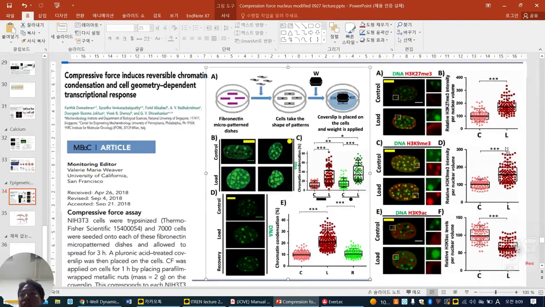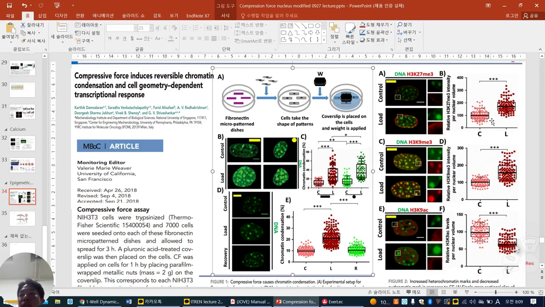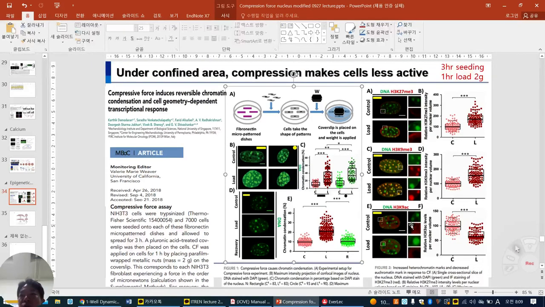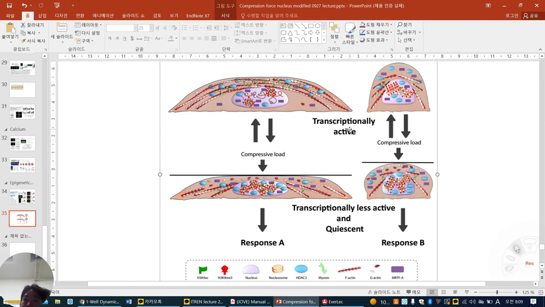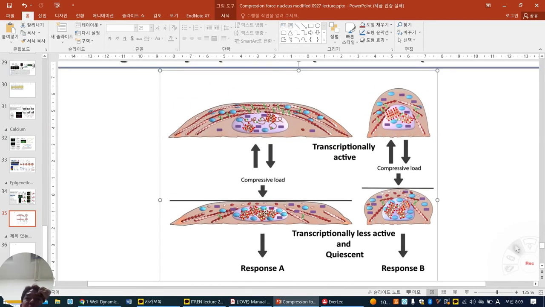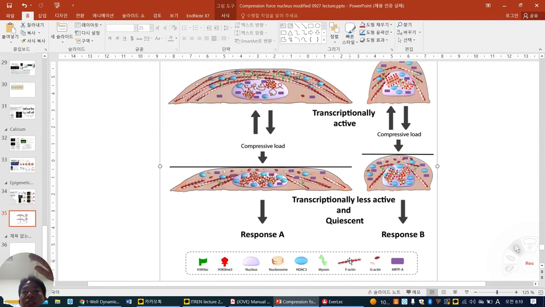This happened after loading. So they propose this. This is without compression, and this is after compression. Regardless of the rectangular shape or round shape, the cell is more transcriptionally active without compression. But after compression, it is less transcriptionally active because heterochromatin structure is enhanced and euchromatin is going down, as a quiescent state.